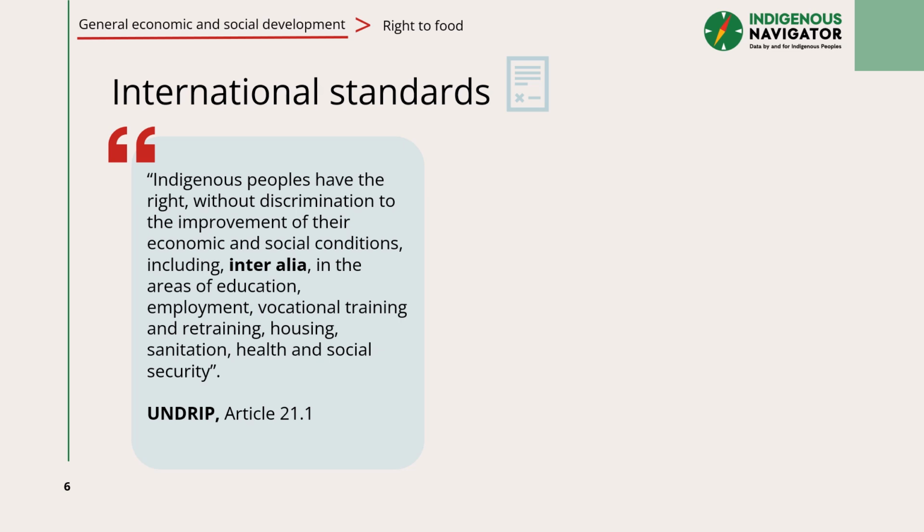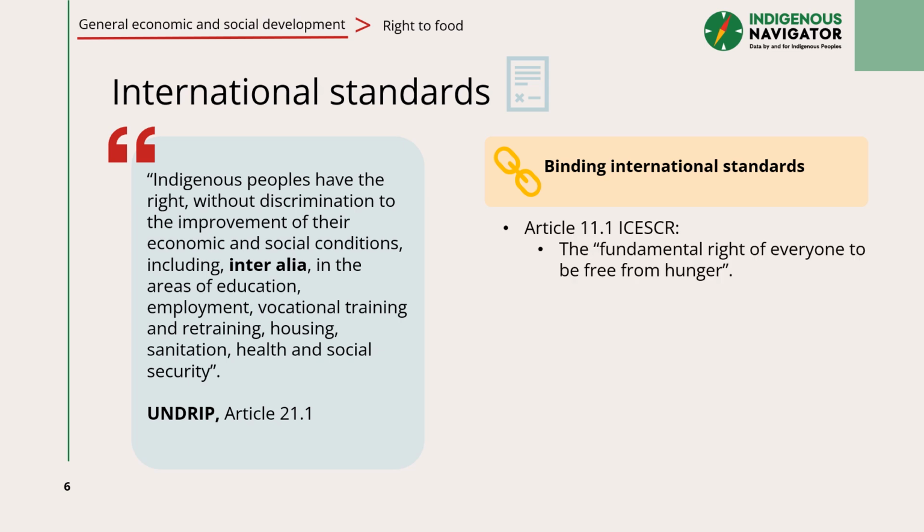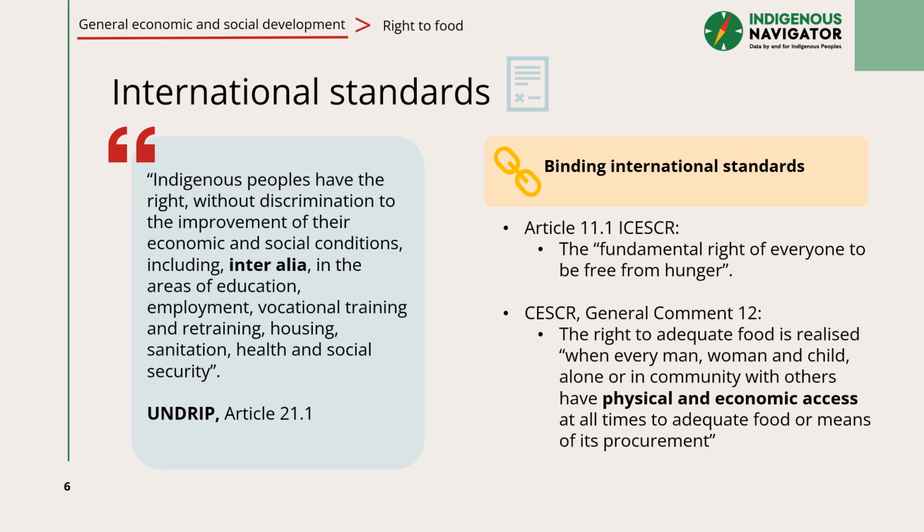The right to food is recognized in binding instruments, including Article 11 of ICESCR, which recognizes the fundamental right of everyone to be free from hunger. The CESCR clarified that in practice, this means that the right to adequate food is realized when every man, woman, and child, alone or in community with others, have physical and economic access at all times to adequate food or means of its procurement.